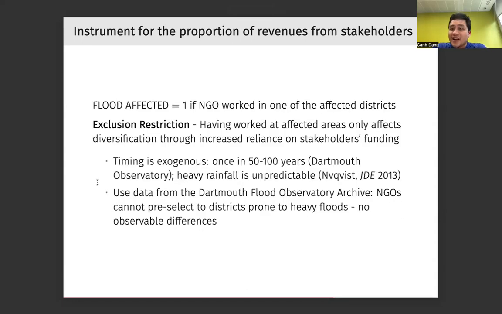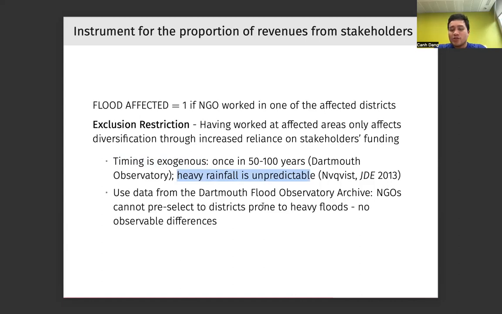Okay, so for our second stage, we are worried about the exclusion restriction. That is, whether having worked in the affected areas would really affect the outcome variable, diversification, only through the increase in the reliance on international donations, right? So we have a few arguments for this. We argue that the timing of the flood was completely exogenous. It is a once-in-100-year event, and heavy rainfall is pretty unpredictable for NGOs, so they cannot really choose themselves to work in these areas.